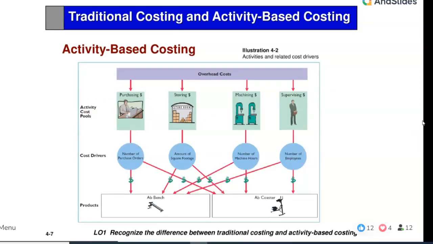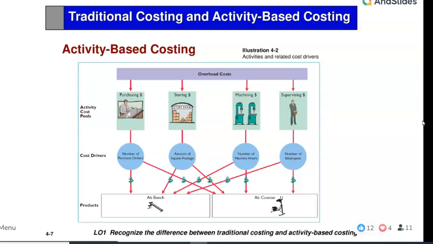Here it is, an example, and it will make it easier for you to understand. Look at that gray area. It says overhead costs. Now, in traditional costing, that was our million dirhams, and we assigned it based on direct labor hours or direct labor dollars. But here, we break that overhead cost into four. We look at how much of the overhead costs are related to ordering, purchasing, and receiving a product.